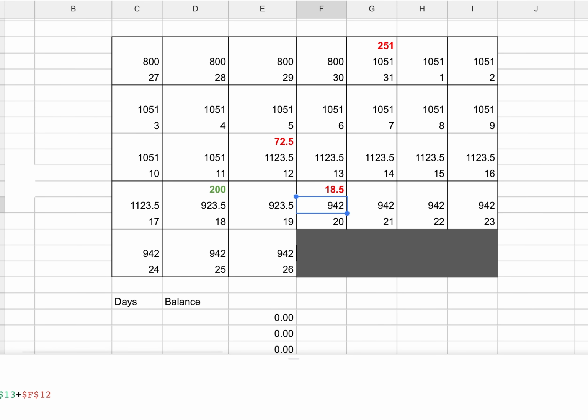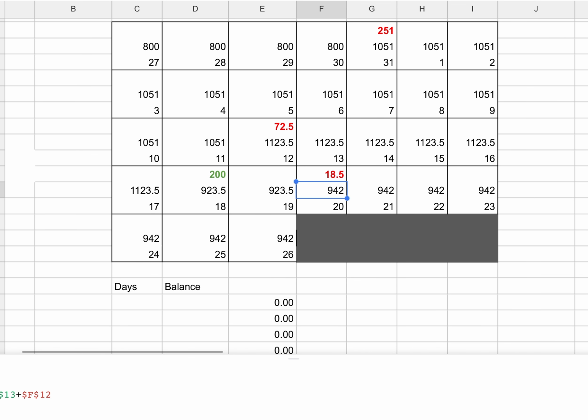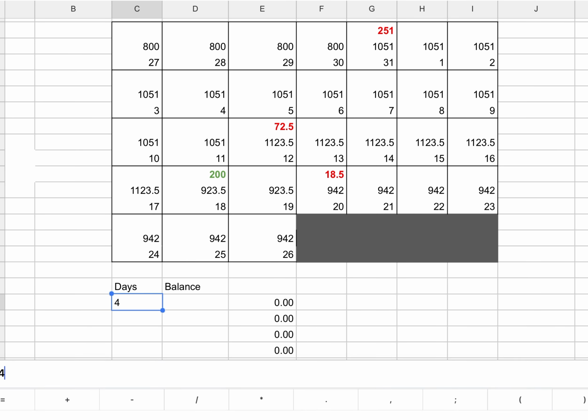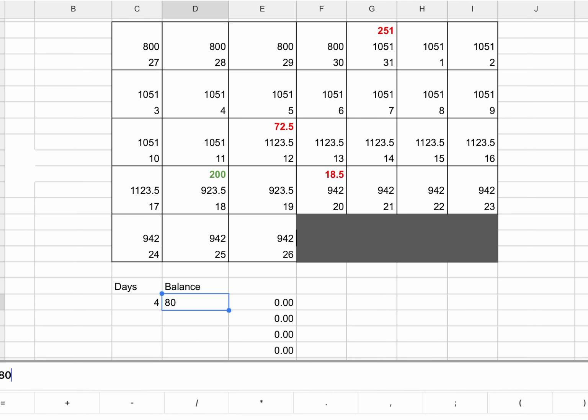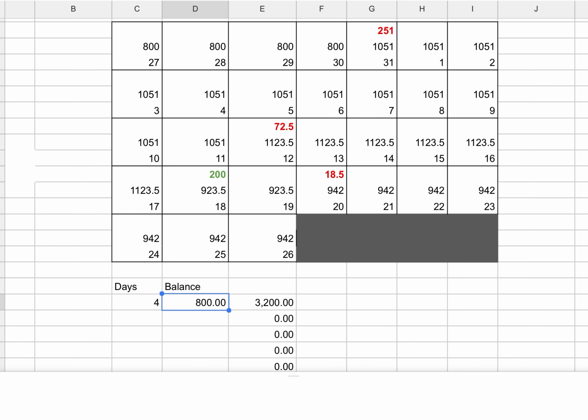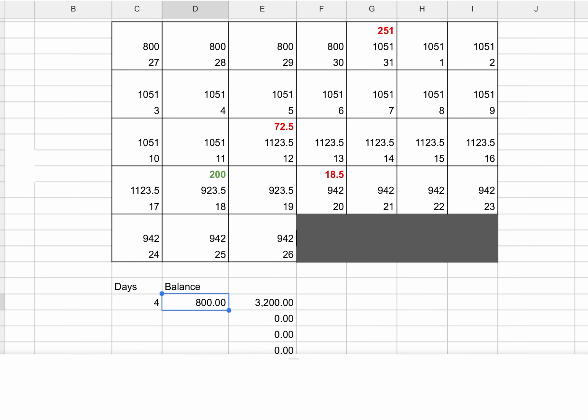Okay, now what we're going to do is notate the following. Starting on the 27th of the month, for a total of 4 days, we ran a balance of $800. So that gives us a total of $3,200. Okay, 4 times 800 is 3,200.